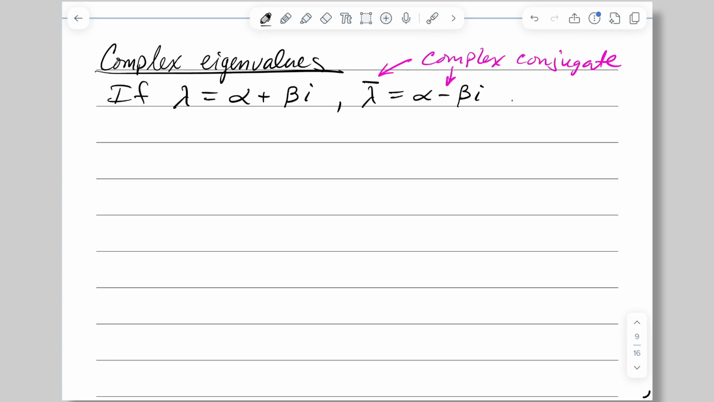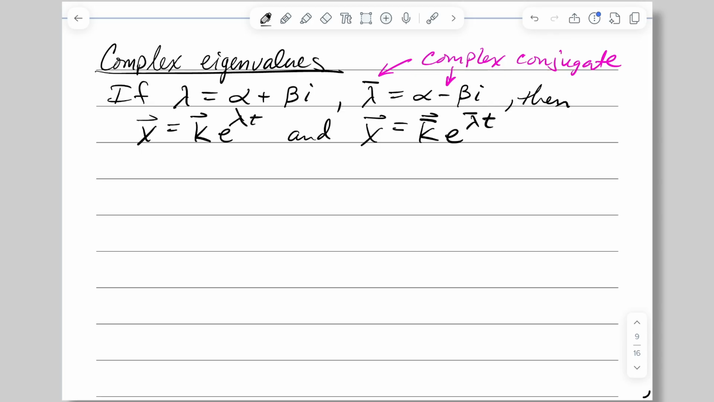complex conjugate, then we've got two solutions to a differential equation, one of which is x equals k e to the lambda t, and the other is x equals k bar e to the lambda bar t. As we've seen before, we can represent this exponential with the imaginary exponent as a complex number using sine and cosine. So k e to the lambda t is k e to the alpha plus beta i t.